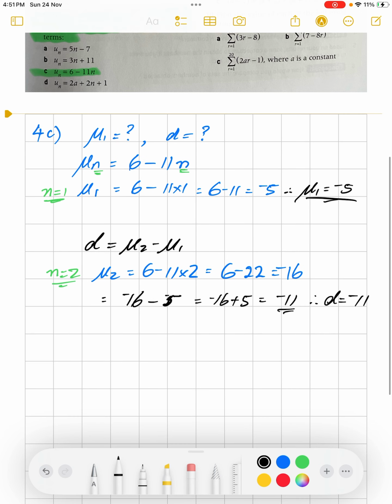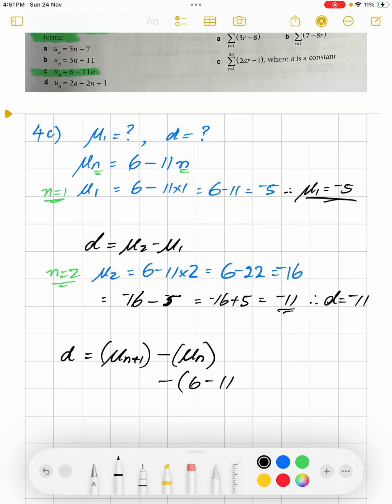Now, I'll just show you a little bit more of a general idea here. We could take the n plus 1th term and subtract the nth term. And this is another way of doing it. It's the next term minus the term before it. Now, we already know what the nth term is, and it's 6 minus 11n. However, what is the n plus 1th term? So let's just do this.